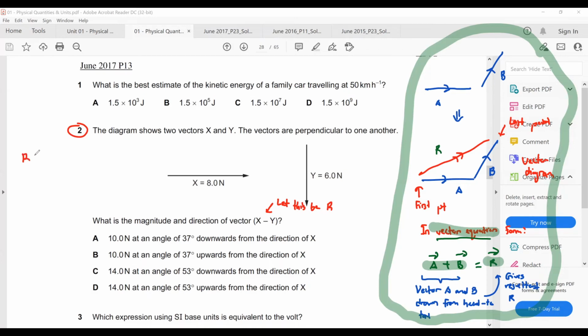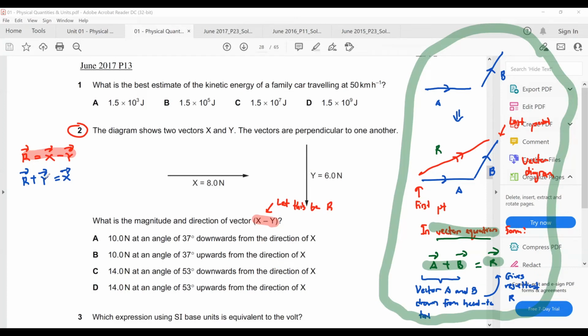So vector R is the same as vector x minus vector y. What you do now is that you try to represent x minus y as a separate vector. Let this be vector R, which in turn gives me this. What you then do is that you try to rearrange this. It becomes vector x equals, let me use a different color, vector R plus vector y gives me vector x.